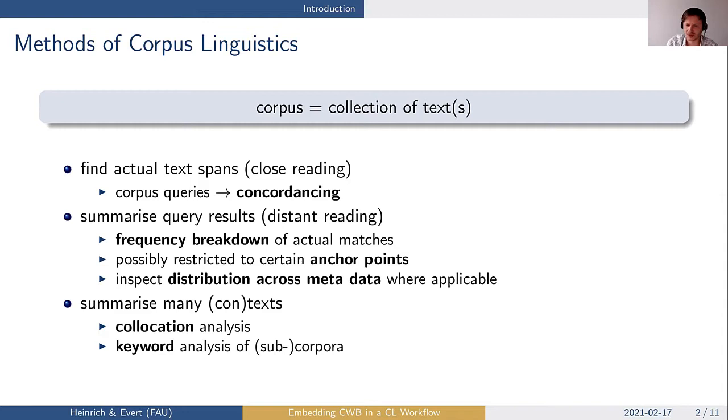Secondly, to summarize the query results, which is some kind of distant reading, for example, looking at the frequency breakdown of actual query matches, possibly restricted to some anchor points, like specific points in the query matches, or to inspect the distribution of the query matches across metadata, wherever this is applicable. And lastly, two of the main methods of corpus linguistics, of course, are collocation analysis and keyword analysis, which is basically a summary of the contexts or the whole texts.